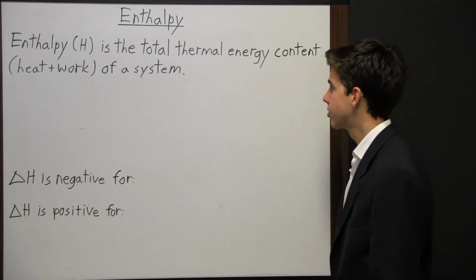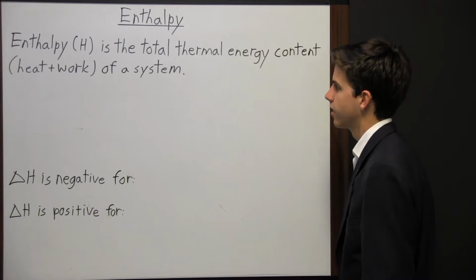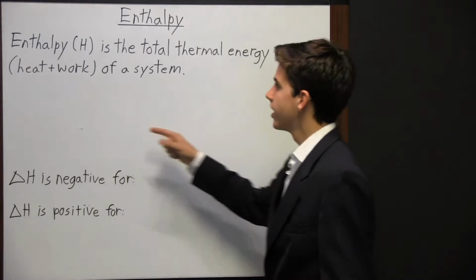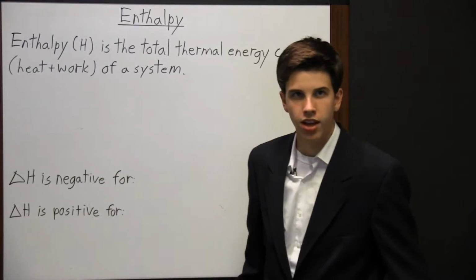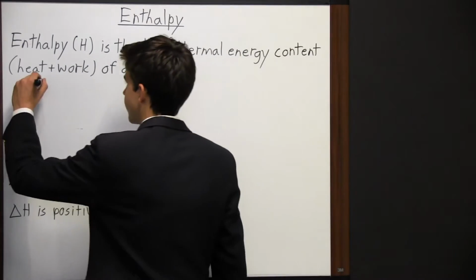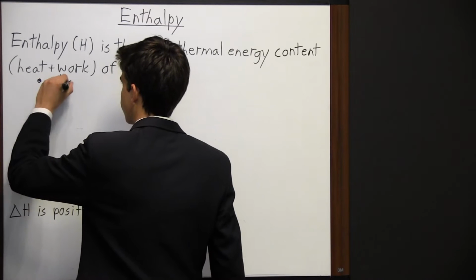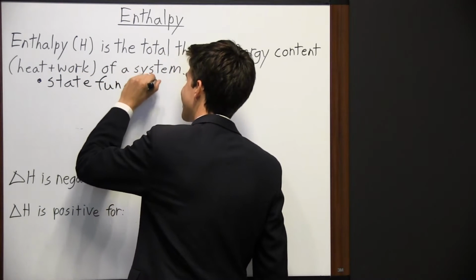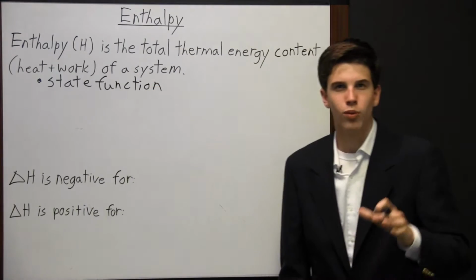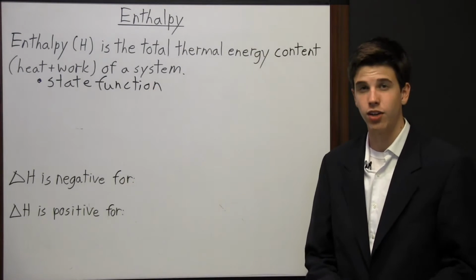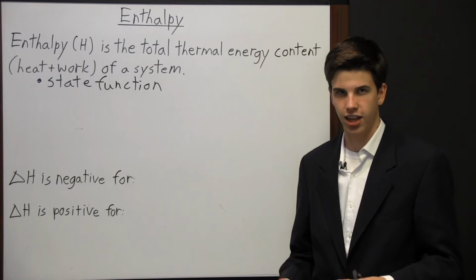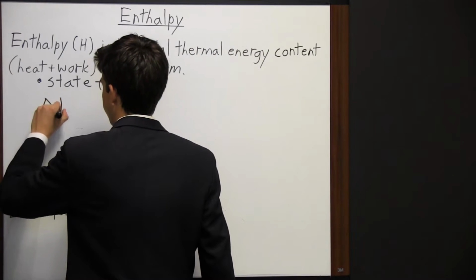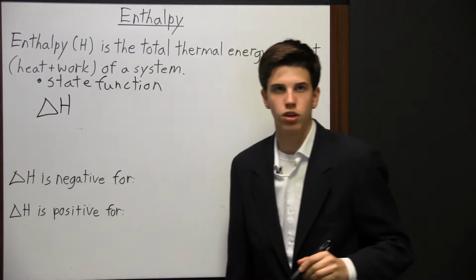Enthalpy is the total thermal energy content of a system. So the total thermal energy content is heat plus work. Now, enthalpy is what we call a state function. Because enthalpy is a state function, we cannot measure it directly. We can only measure a change in enthalpy. And so a change in enthalpy is abbreviated by that symbol right there.